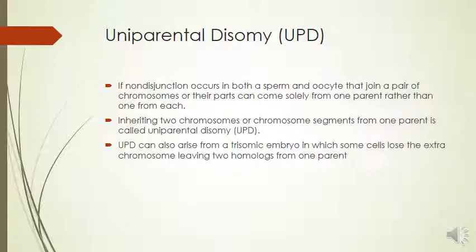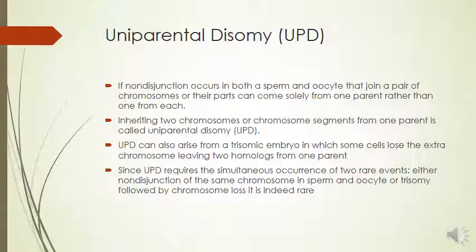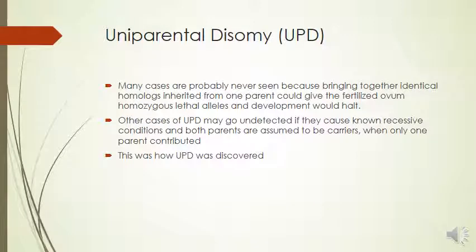UPD can also arise from a trisomic embryo in which some cells lose the extra chromosome, leaving two homologs from one parent. Since UPD requires the simultaneous occurrence of two rare events, either non-disjunction of the same chromosome in the sperm and oocyte or trisomy followed by chromosomal loss, it is indeed rare. Many cases are probably never seen because bringing together identical homologs inherited from one parent could give the fertilized ovum homozygous lethal alleles, and development would halt.